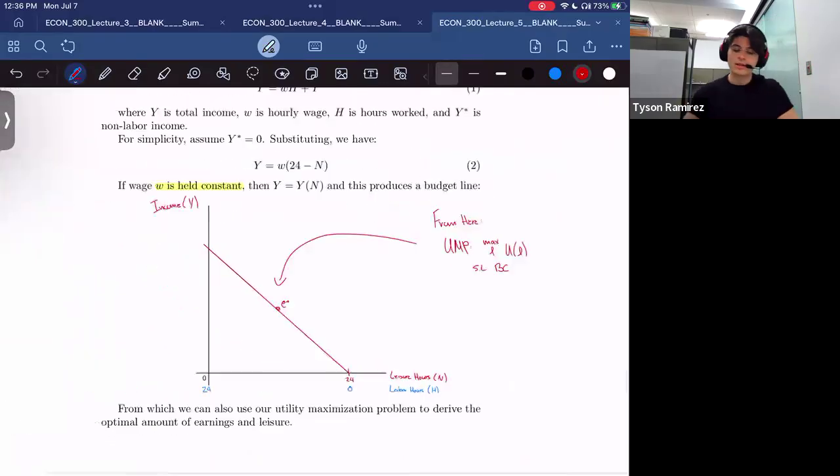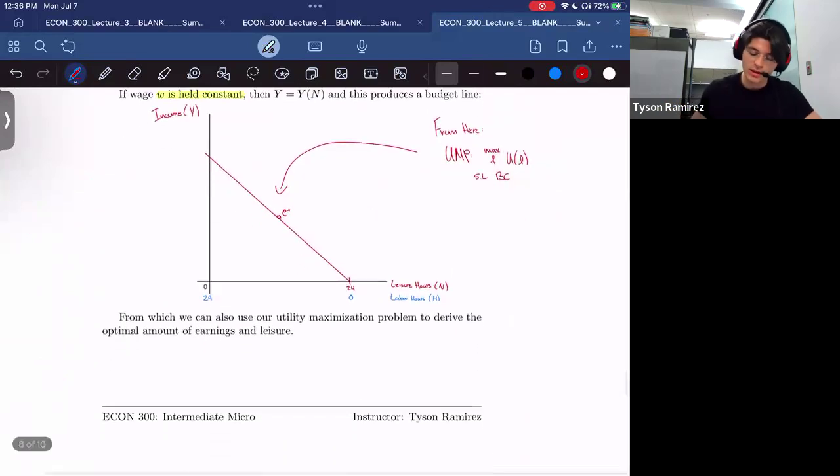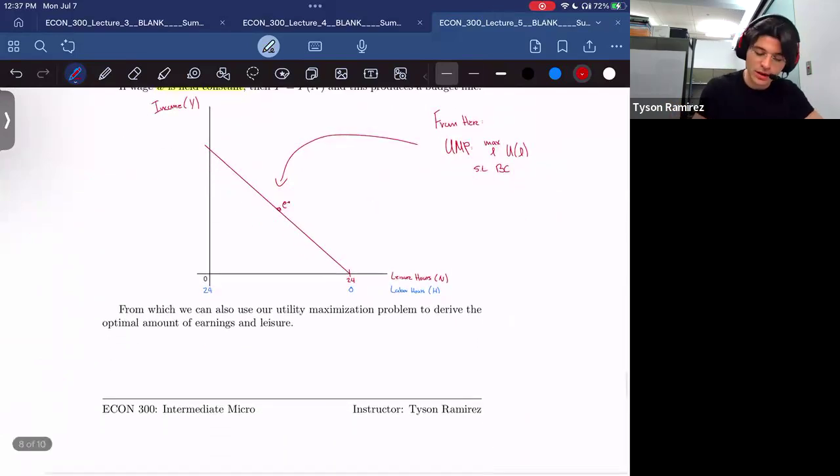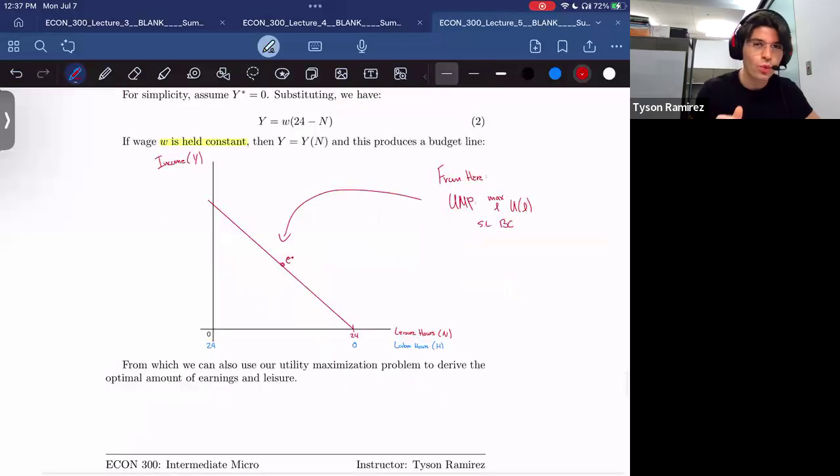All right. This is how we can fit this into our consumer's problem framework. And then we can derive, as I've put here, the optimal amount of earnings and leisure, or earnings and work hours. Now, in this example, we held wage constant. All right. We held wage constant. We assumed that you only got this one wage rate, and then you just choose how much you're going to work and how much you're going to earn.